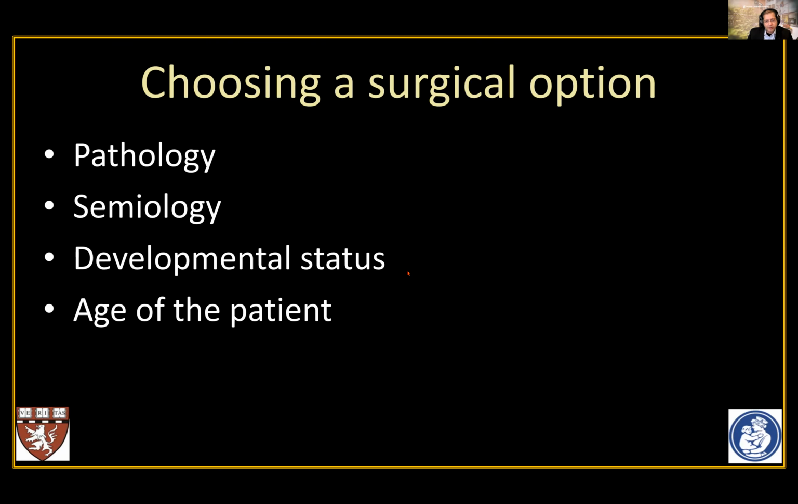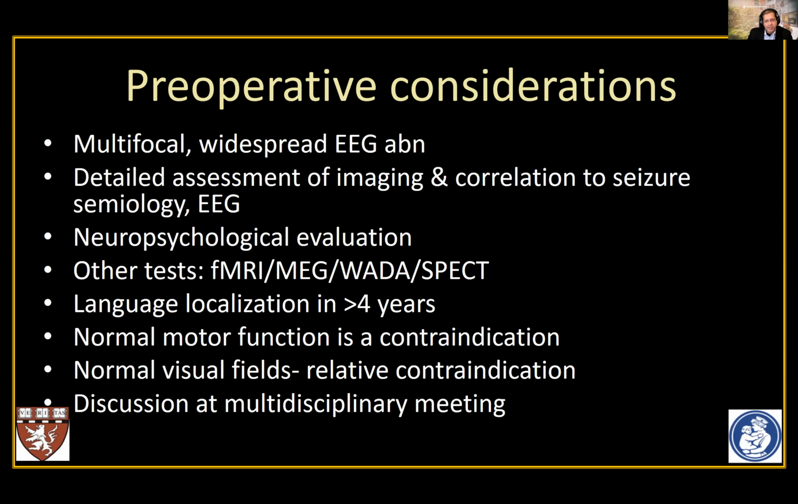Choosing a surgical option requires one to think about the pathology, semiology, developmental status, and age of the child. For the pre-op considerations, you want to see that there are multifocal widespread abnormalities in the EEG, and there's a detailed assessment of the imaging, which we'll talk about in the next couple of slides. The patient undergoes neuropsych evaluation and other tests. And note that language localization is usually required in patients who are more than 4 years of age.